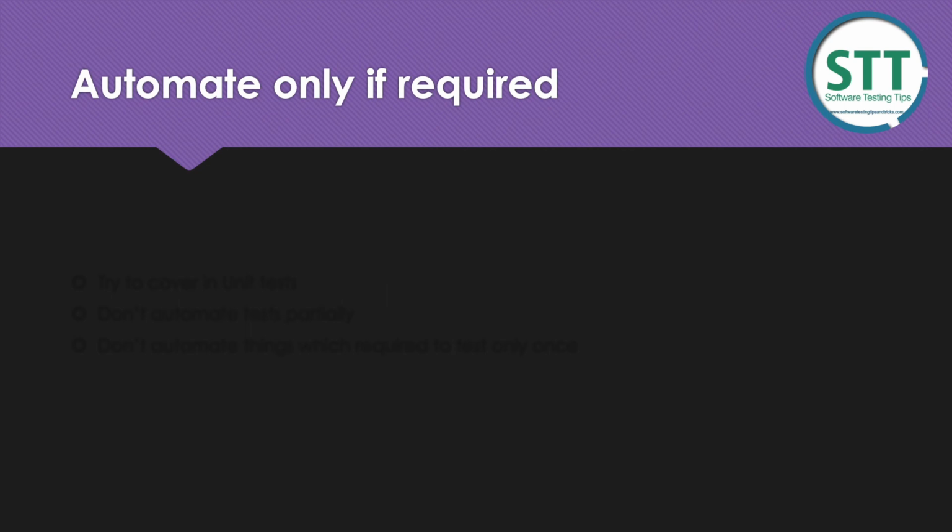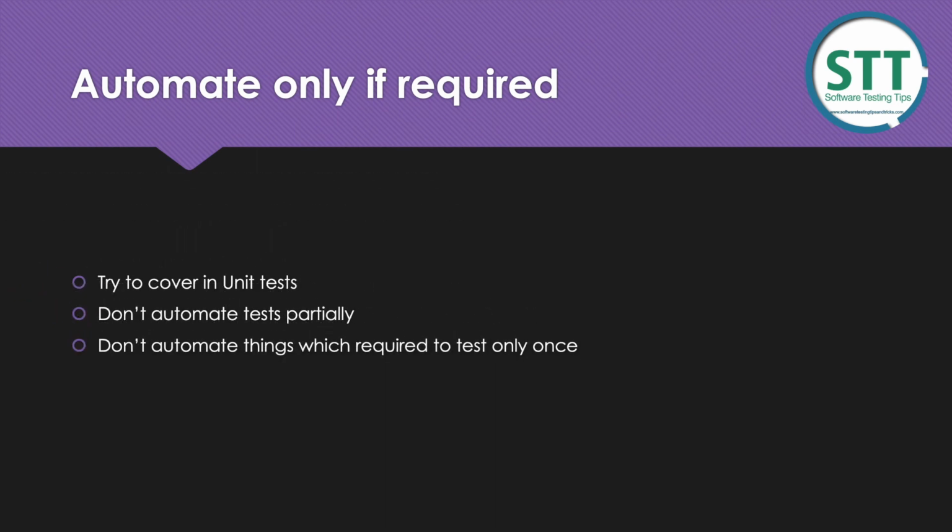Automate only if required. Most people try to go for 100% UI automation. That is not the best way. Try to cover as much as possible in unit testing. Unit tests are fast, and they should also cover 100% of your code. If it is covered in unit tests, there is less chance that it will fail, and it will be very fast as well. And if a developer changes something, there is a responsibility to fix the unit test as well.